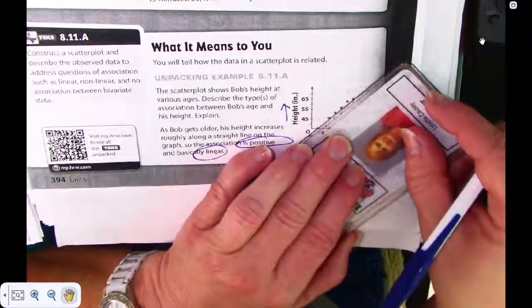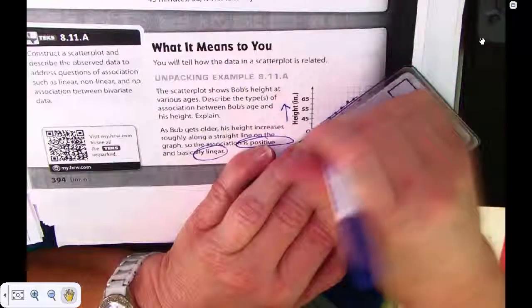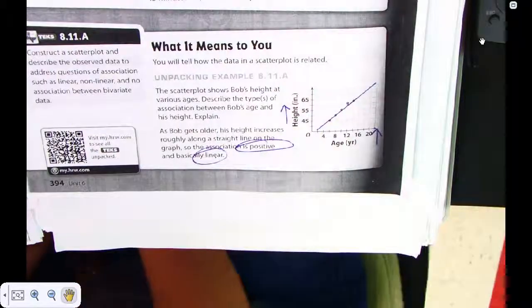Look, we can line up our ID. It's just a little bit off. One point's a little bit off. So he's basically growing about the same every year. So many inches. Okay? 395.